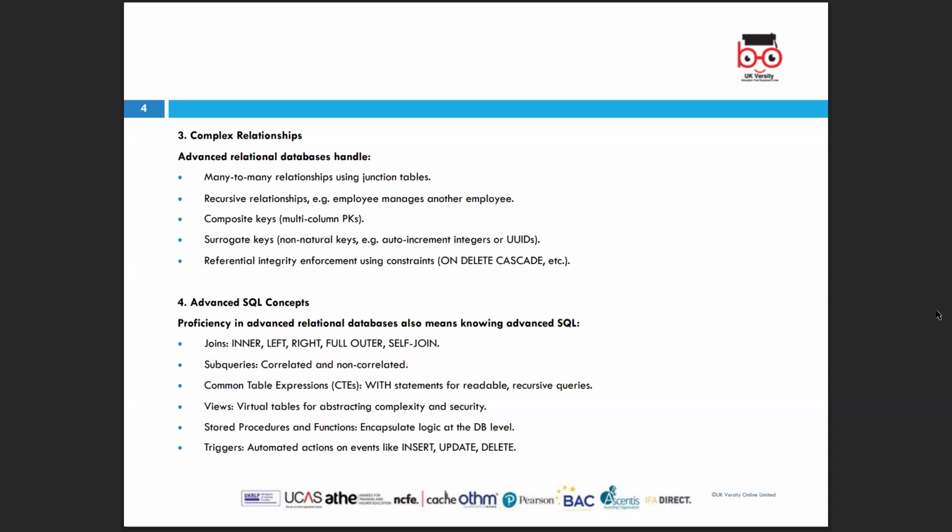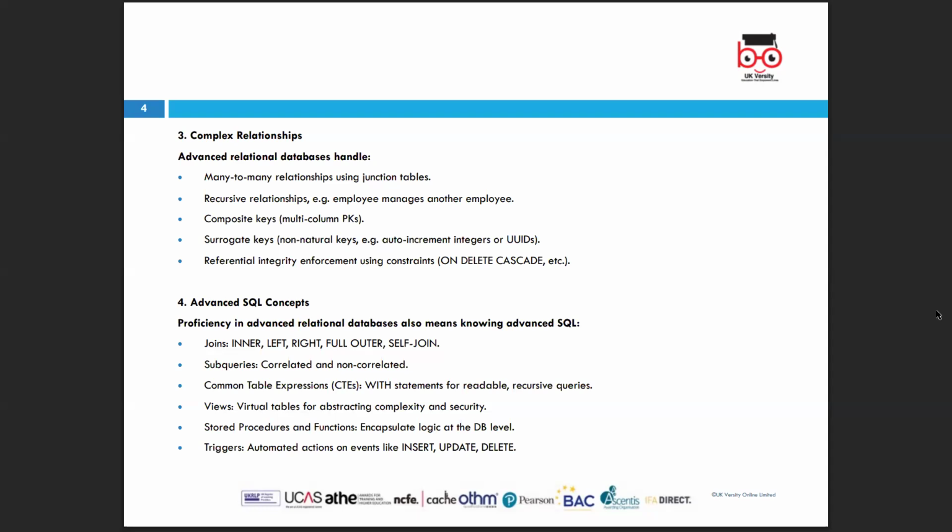Composite keys, such as multi-column primary keys, surrogate keys, which are non-natural keys, auto-incremented integers, and UUIDs. Referential integrity enforcement using constraints.